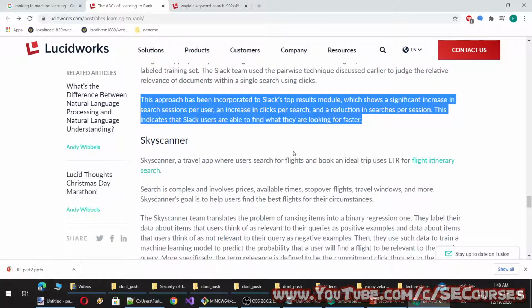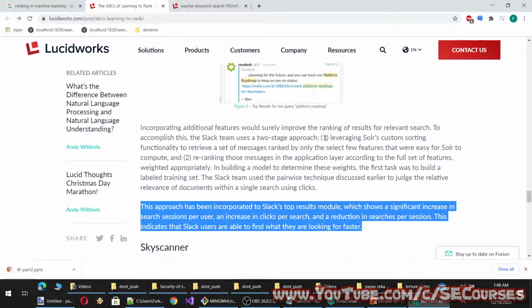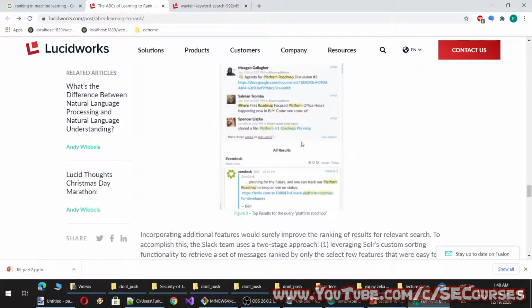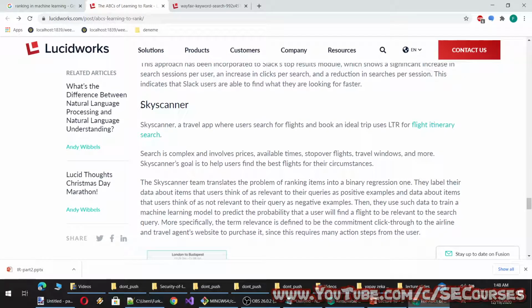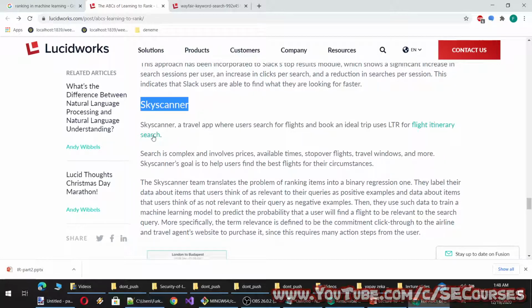This approach has been incorporated into Slack's top results module, which shows a significant increase in search sessions per user, an increase in clicks per search, and a reduction in searches per session. This indicates that Slack users are able to find what they are looking for faster. Okay, you see they are continuously improving their algorithms and techniques based on the user behavior. Okay, this is important. They make changes according to that. New data. Skyscanner.